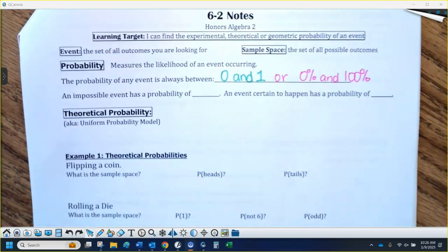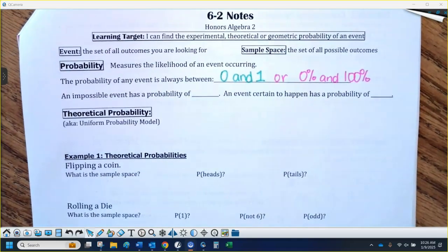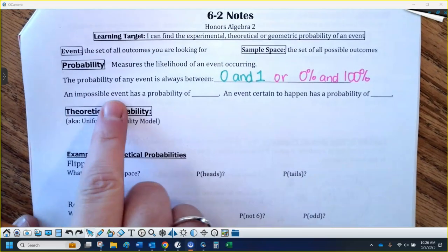So there's two ways you can write it. Well, three really. You can write a decimal, a fraction, or a percentage. Those are all options, and I'll show you the different ways you can write it today if the question doesn't specify. Now, if you have a probability, it says an impossible event.